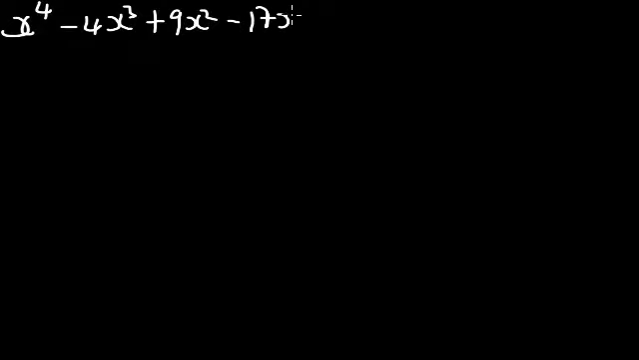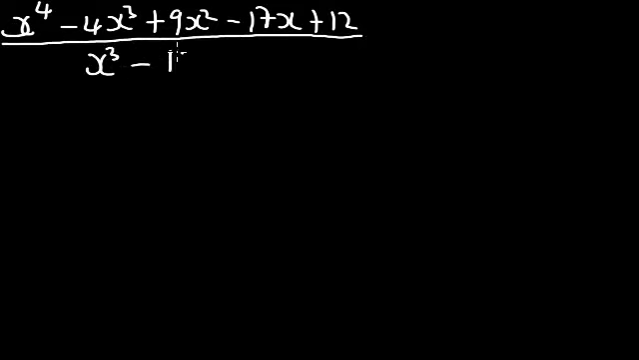Now, let's consider one more example for easy understanding. Consider x to the power of 4 minus 4x cubed, then plus 9x squared, minus 17x, plus 12, all divided by x cubed minus 4x squared, then plus 4x. How can we partialize this compound improper fraction?